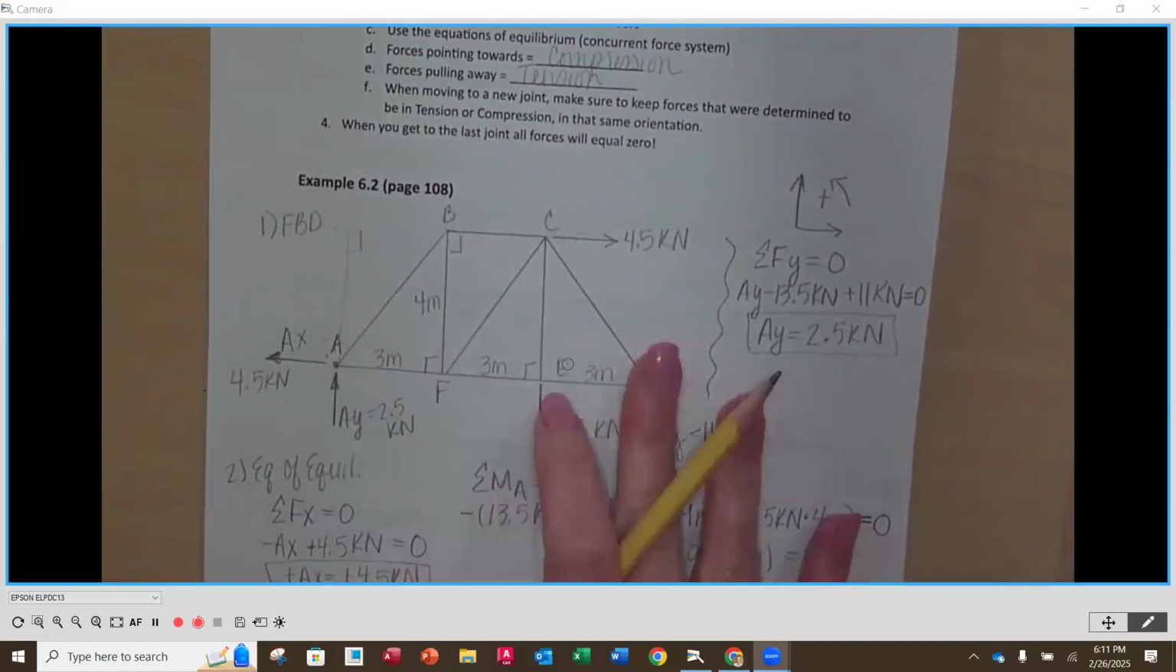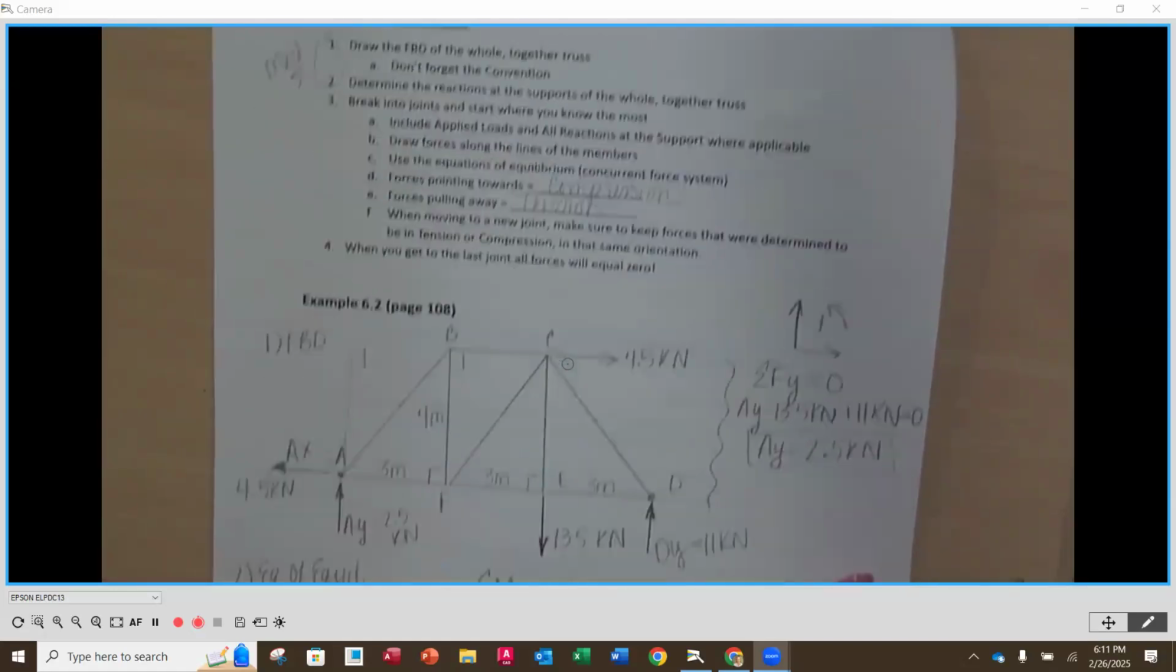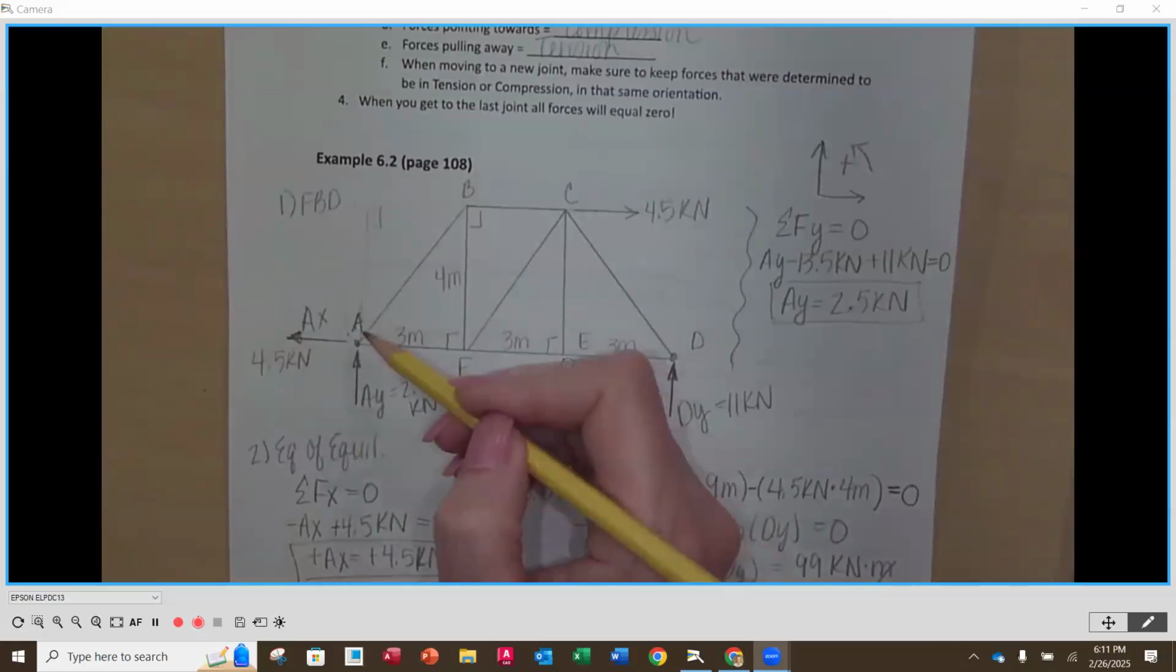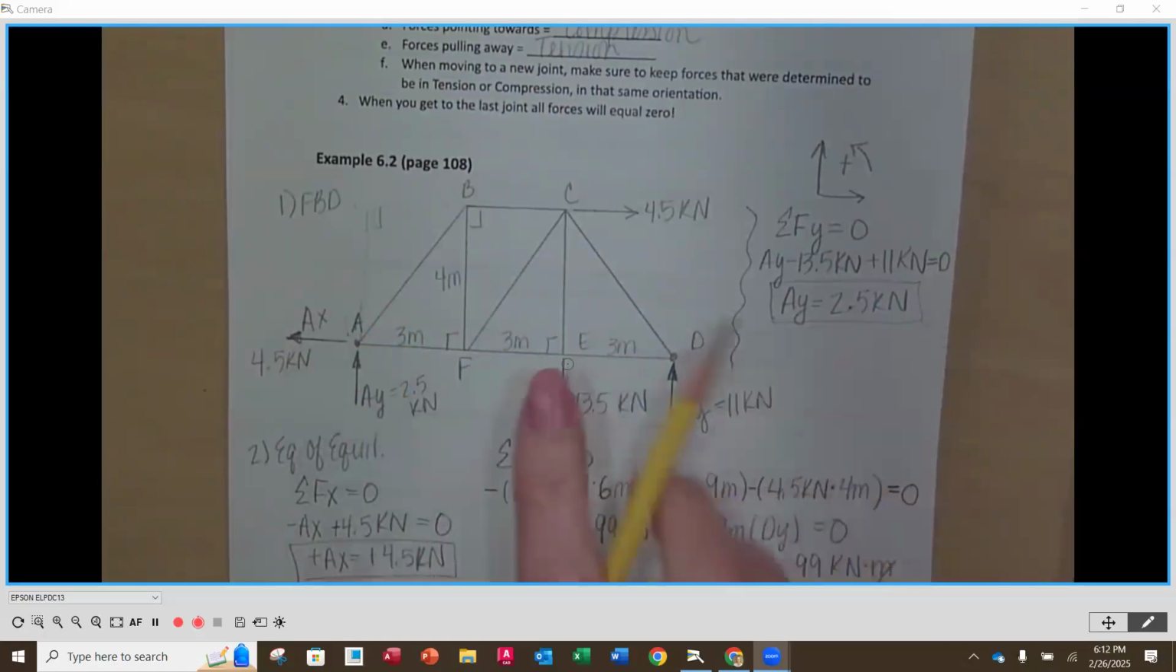Now, it says here that we're going to start where we know the most. At this point, you don't know where you know the most, all right? But I'm going to tell you where we know the most. We know the most either at A or at D. If we start, let's say, at F, there are no forces, there are no reactions. We're going to look at it and be like, we don't know anything.